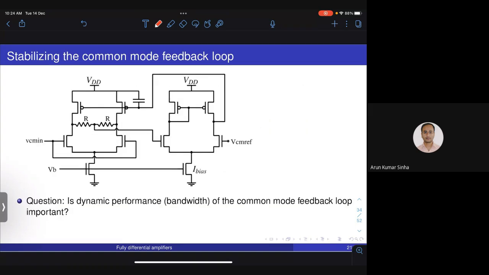Now I have a question. Is the dynamic performance or the bandwidth of the common mode feedback loop important? We have seen that the feedback loop is unstable. We stabilized it by putting a Miller capacitor. So what does a Miller capacitor do? It basically stabilizes the amplifier loop by reducing the bandwidth. So is the bandwidth of the common mode feedback loop important?